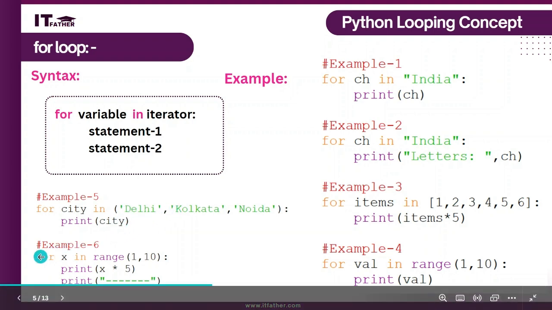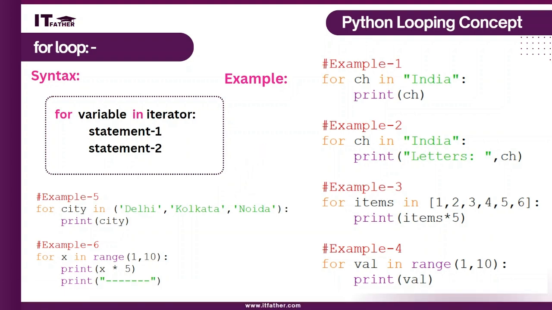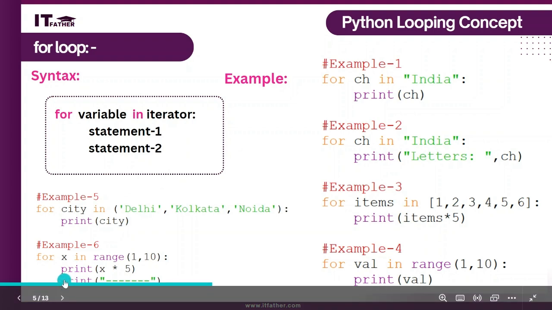And again example number 6, we can see for x in range 1 to 10, and again we are just multiplying x with 5. It means the range is starting from 1, 1 into 5 will be 5, then 2 into 5 is 10, like that. And after printing each output, a line will also be printed because this is also part of the loop.